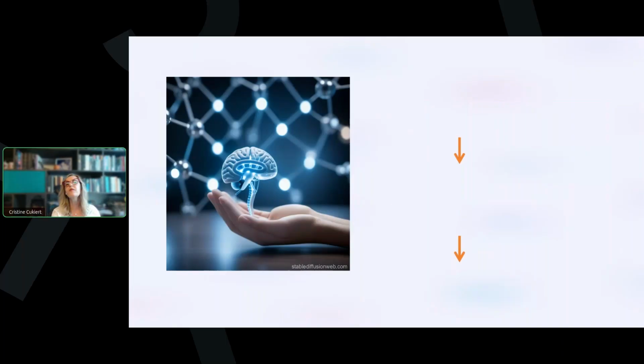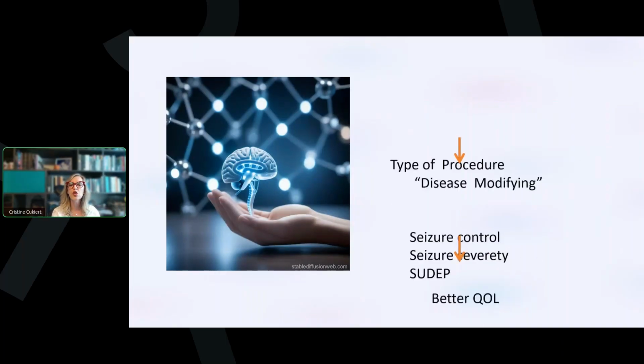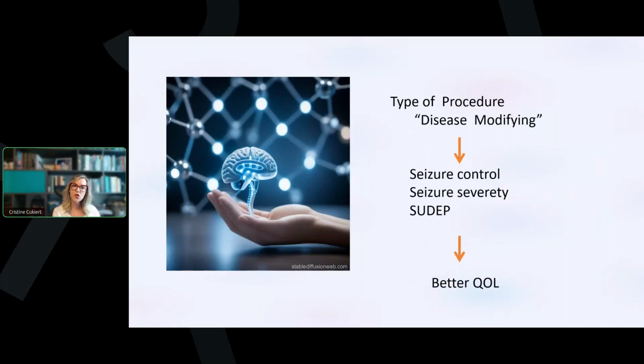So this is something that I want to talk to you about: the type of procedure. Before, we talked about this procedure as a palliative procedure, and for now we don't want to call it palliative, because whenever we say palliative, we are saying it's the end of the line. But I think that neuromodulation is disease modifying. We are modifying the network. We are modifying the epilepsy network.